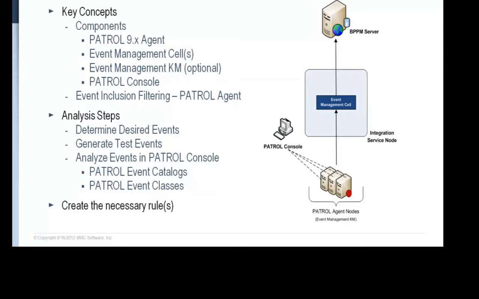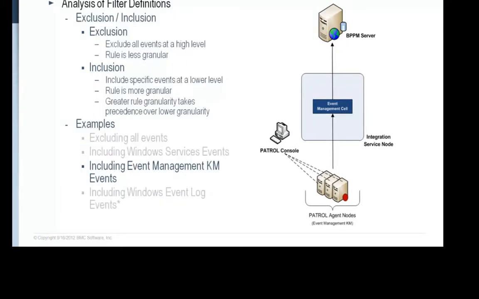The key step in the analysis is to leverage the patrol console to determine the proper patrol event catalog and patrol event class for the events you are working with. By analyzing test events from the Event Management KM in the patrol console, we will determine the proper patrol event catalog and patrol event class to define in the inclusion filter rule so that we send up all events from the Event Management KM. Let's see how this is done in the product.